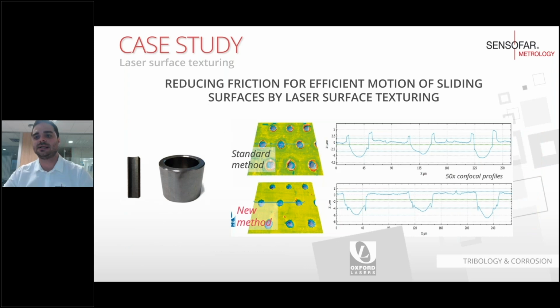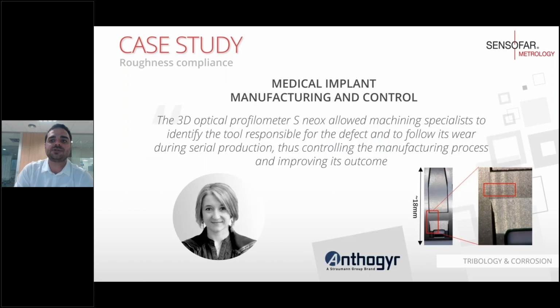We can see here the different profiles that we're obtaining. Here we have the standard method, and we can see a bit of peaks around these dimples. And finally, they have been able to analyze that with their new method, this material is not appearing. Another case is the case of Antogir.